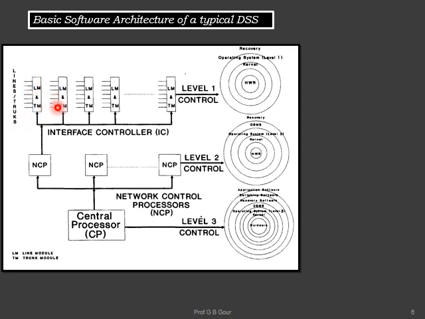Here, for simplicity, I have shown 4 or 5 blocks. Each LM and TM block contains where lines and trunks are going to terminate, forming the main parts of the level 1 control. And all these LMs and TMs are connected by the IC, the interface controller.